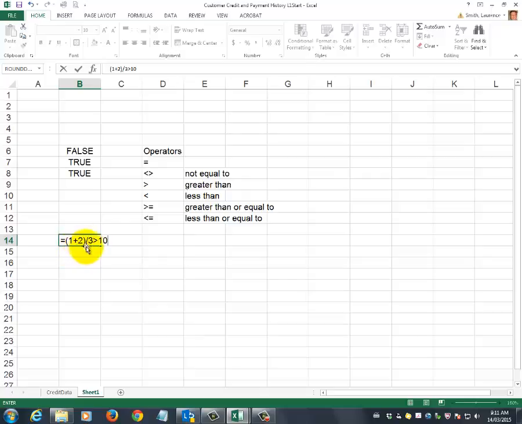So that's 3 divided by 3 means that this side of the operator is 1, and then it has to resolve it. So is 1 greater than 10? And we would say, no, it's false.